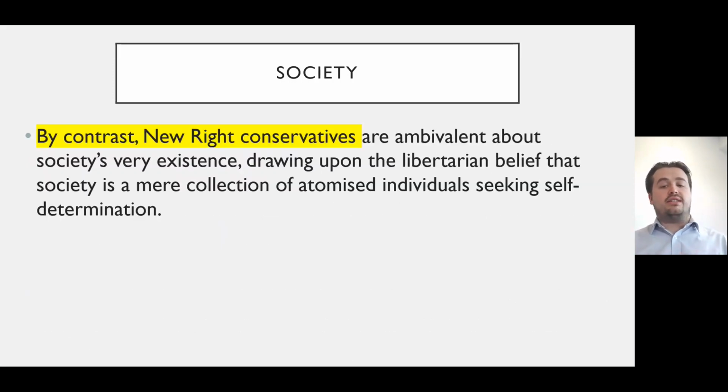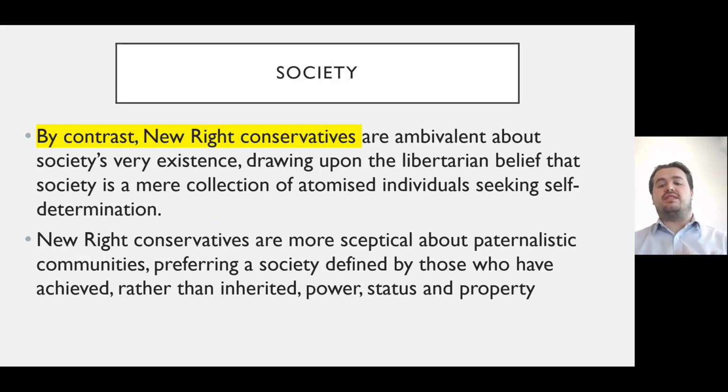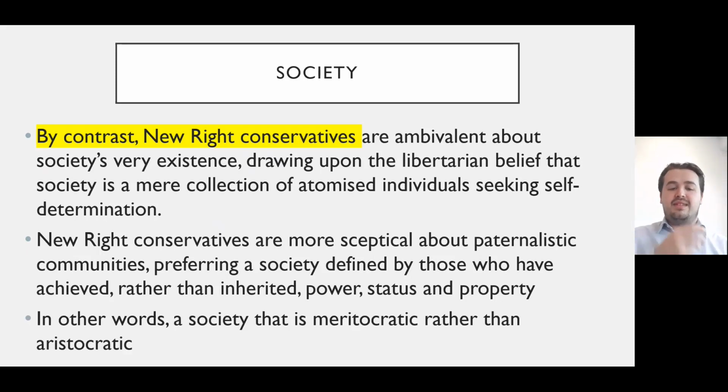By contrast, new right conservatives are pretty ambivalent about society's very existence. They draw upon the libertarian belief that society is a mere collection of atomized individuals seeking self-determination. So new right conservatives are much more skeptical about the paternalistic communities, and they much prefer a society that's defined by those who have achieved rather than inherited power, status and property as well. This is what we would call meritocracy. In other words, a society that's much more meritocratic rather than aristocratic.